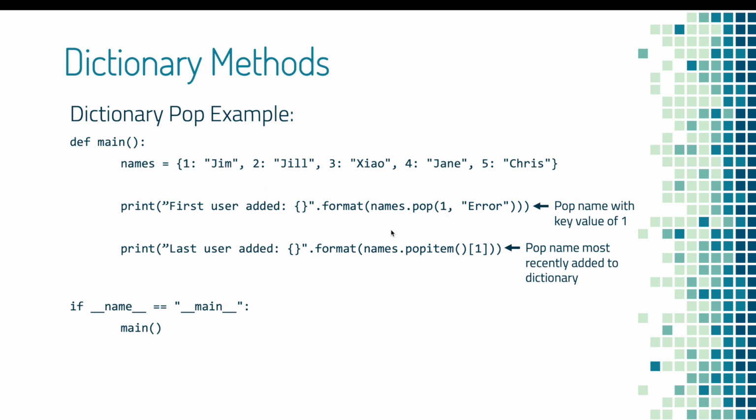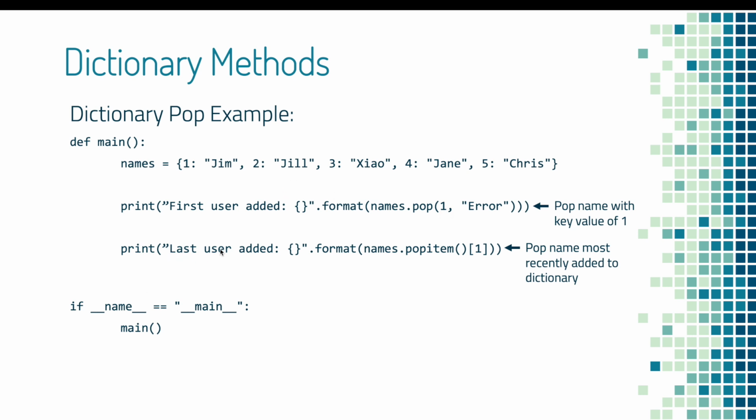If we pop Jim and then try to pop Jim again with the number 1, it'll say first user added would be the default. Next time we do it would be an error because 1 is no longer there, because we popped 1 out. We'd have to change this number right here to 2. So it'd be .pop(2) for it to go to the next person.